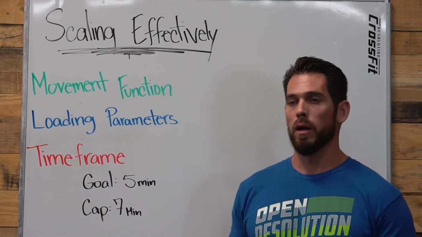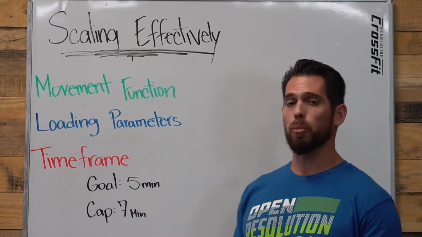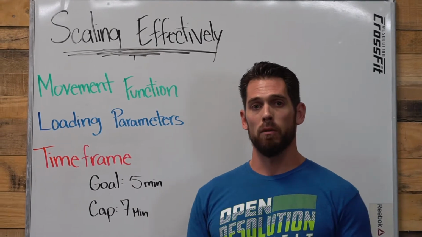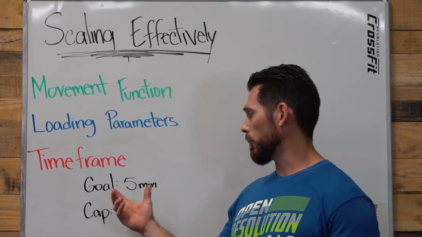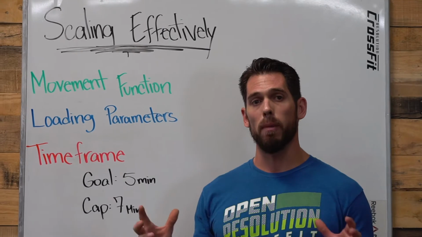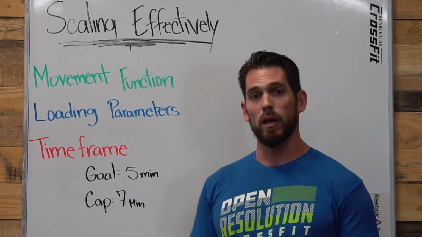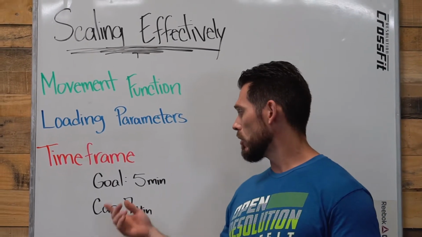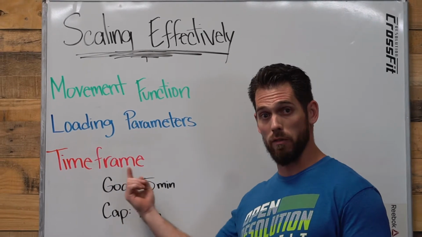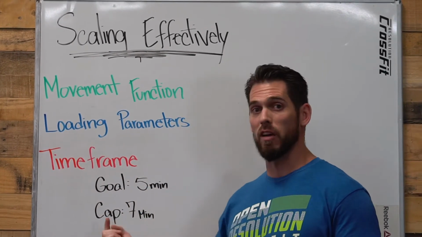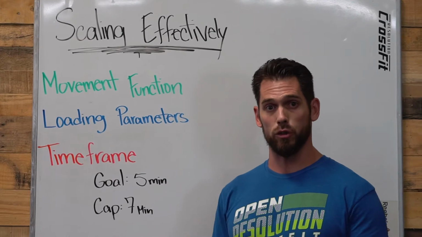All right, so next, after movement function and loading parameters, we're going to move on to the time frame, right? So the time frame for the workout. The example here is going to be a goal of completing whatever amount of work in 5 minutes. The cap is going to be 7 minutes. So we want you to finish around 5 minutes, and then you have up to 7 minutes of leniency, right? Up to that extra 2 minutes.